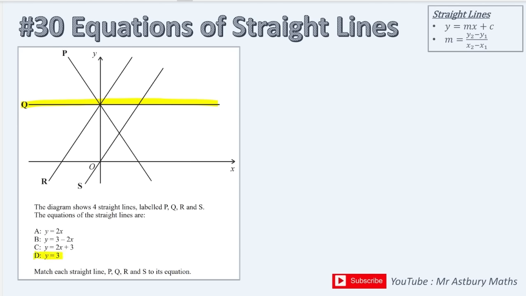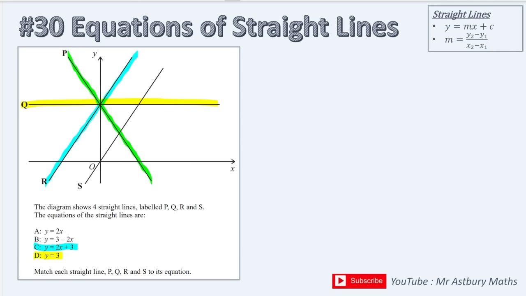And we have two other lines which go through 3 on the y-axis. So they must have a y-intercept of 3. We have the blue line there, and we have the green line here. Now, the blue line has got a positive gradient, because as you go from left to right, it rises up. So I'm looking for something that goes through 3 and has a positive gradient, so that must be C.